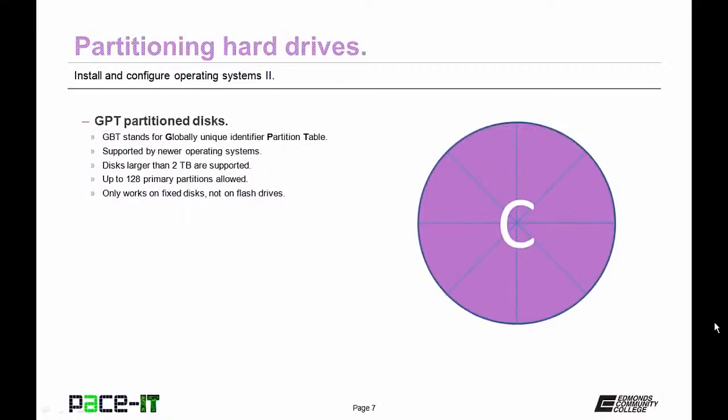Now, I was just talking about partitioning hard drives, and those were MBR, Master Boot Record hard drives. They came out with a newer system that's called GPT, Globally Unique Identifier Partition Tables. Now, this is supported by many newer operating systems, and this allows for disks that are larger than 2 terabytes. It can hold up to 128 primary partitions. But it only works on fixed disks, regular hard drives. It does not work on USB or flash drives.